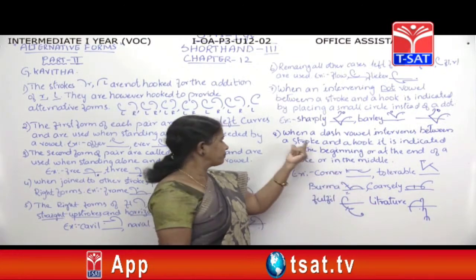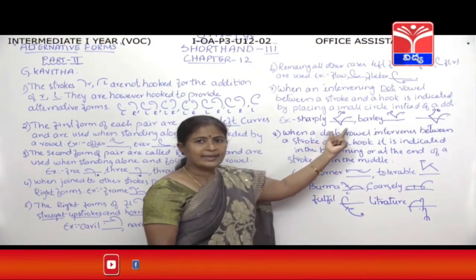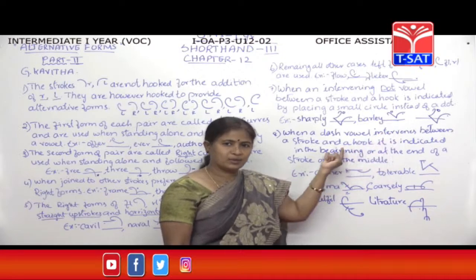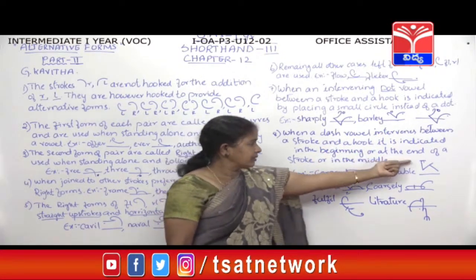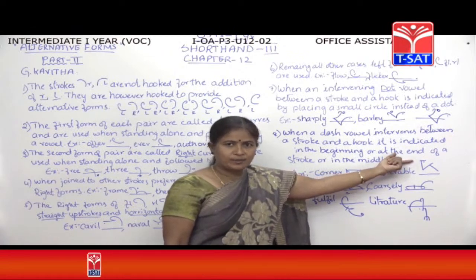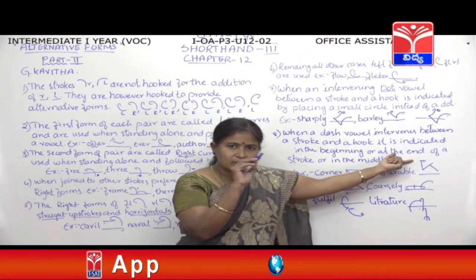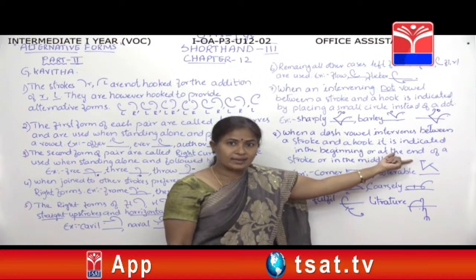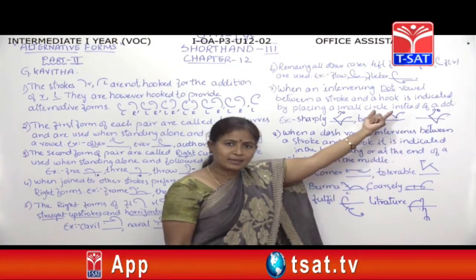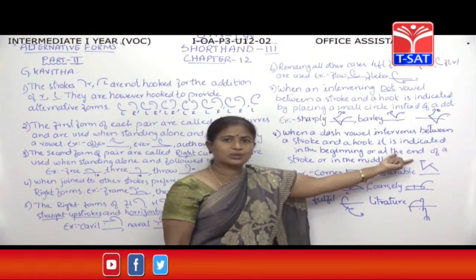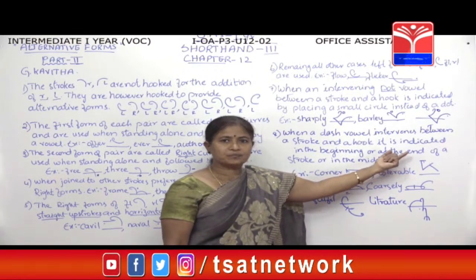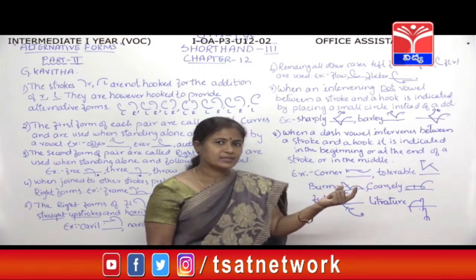And dash vowels will come in the first place, second place and third place. How? We see now. Now when a dash vowel intervenes between a stroke and a hook, how do we place? We just place a small tick like this. This vowel is placed touching the stroke. If it is a first place vowel: for a dot vowel we place a circle, and dash vowel means we touch this vowel to the stroke.